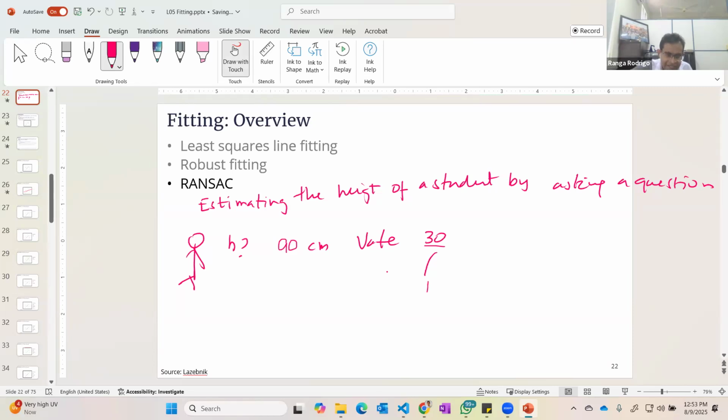Then what we say is, we ask another student, a different student, what is your height?